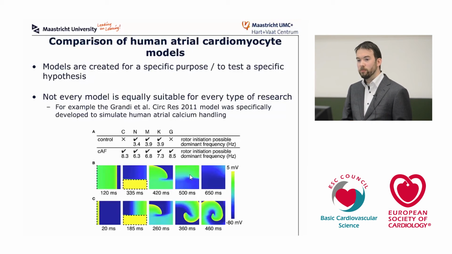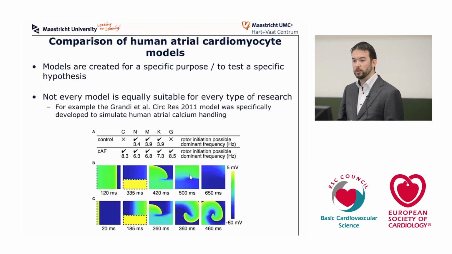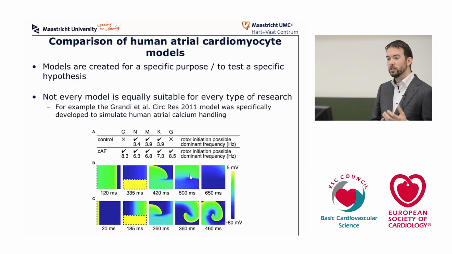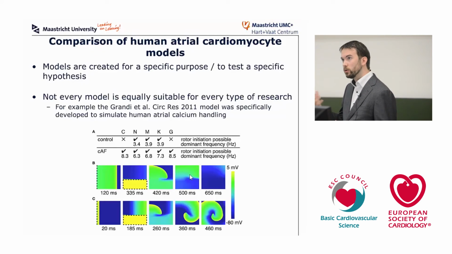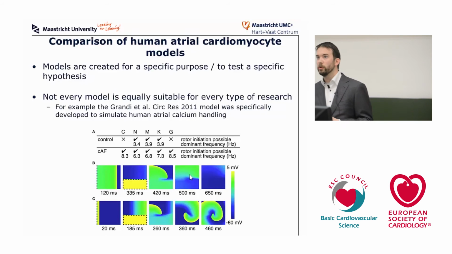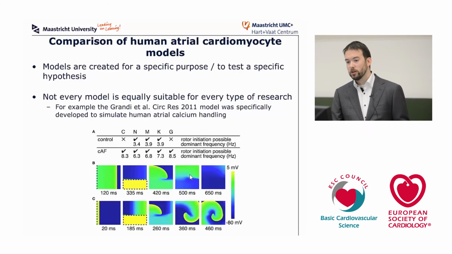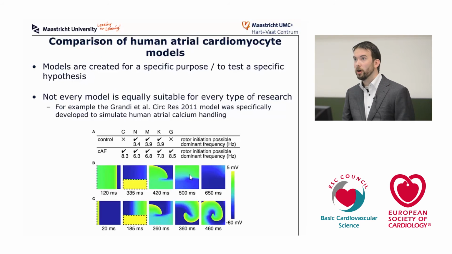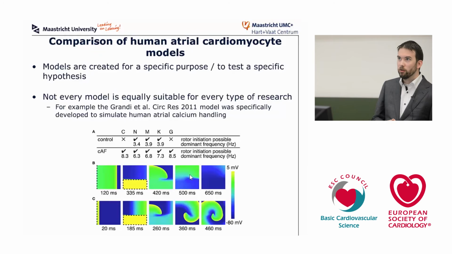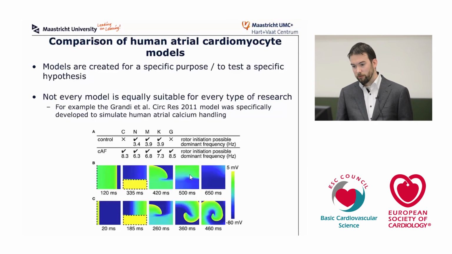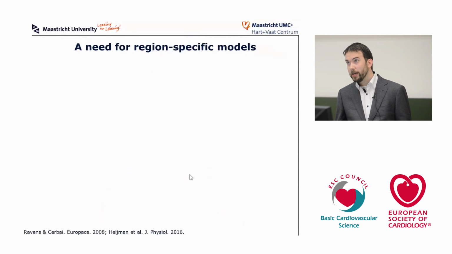For instance, the Grandi model, published in Circulation Research in 2011, was specifically developed to simulate human atrial calcium handling. So if you have questions about that, that is probably the human atrial cardiomyocyte model that you want to start to look into. But this model was not extensively validated for re-entry arrhythmias. And so maybe there are other models that might be more suitable for that. So depending on the question that you want answered, different models might be good for different purposes. And indeed, we now have models for the human atrial myocyte, but there's still a lot of properties that we need to look into.